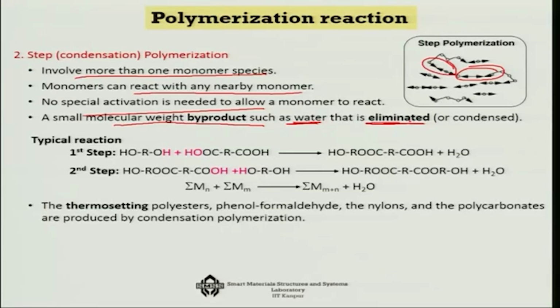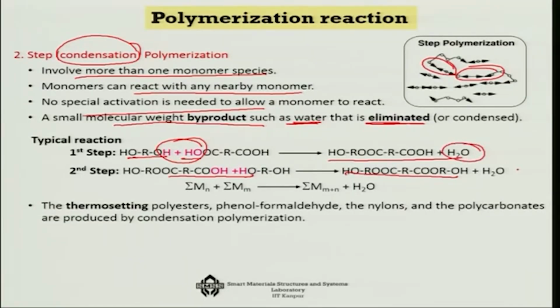That is why sometimes this step polymerization is also called condensation polymerization. A typical reaction is like you have this OH element and then this HO here. So H plus OH react with each other and you get a new one, and similarly in another case this OH plus HO and you get a new one. Every time you are getting some water or condensation out of the system. So that is what a step polymerization is.